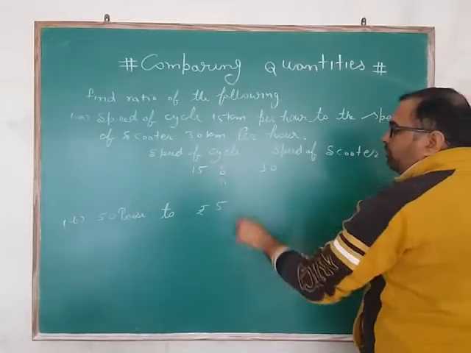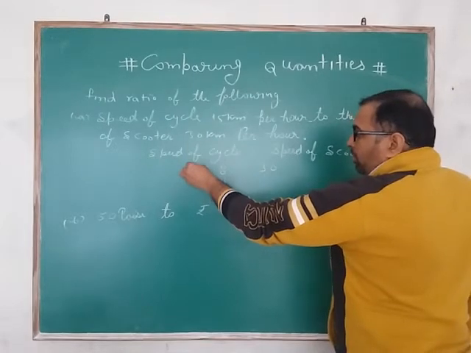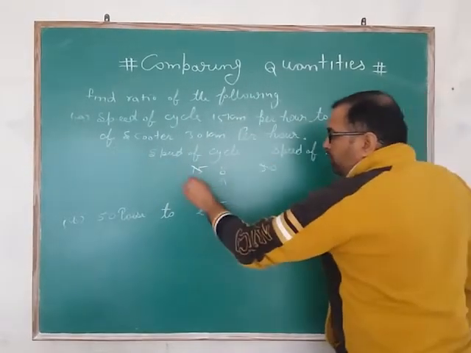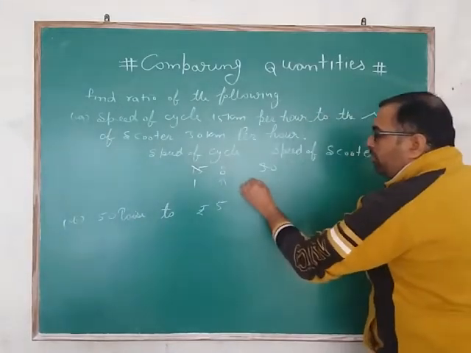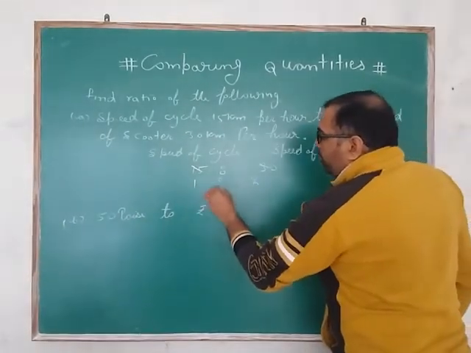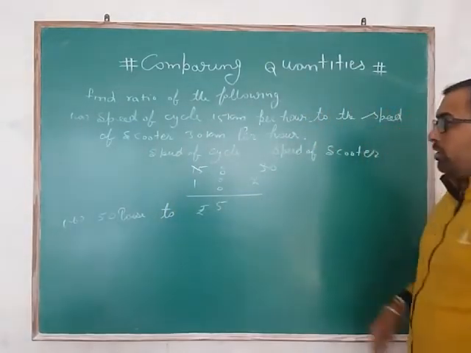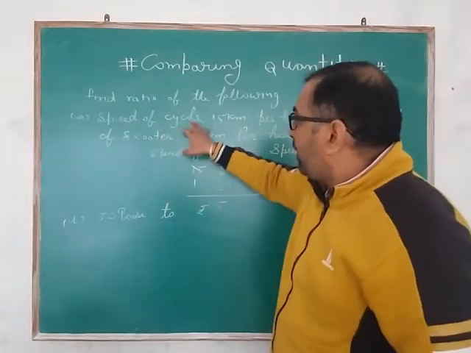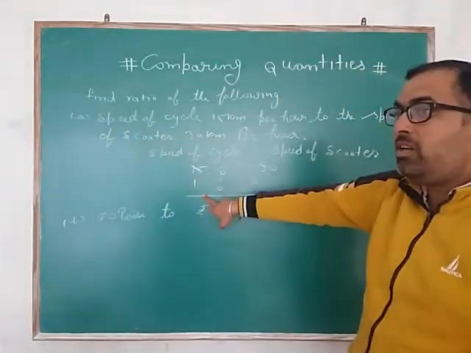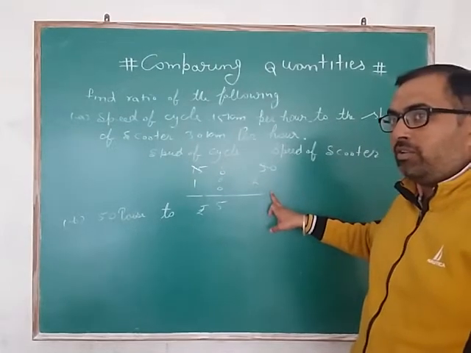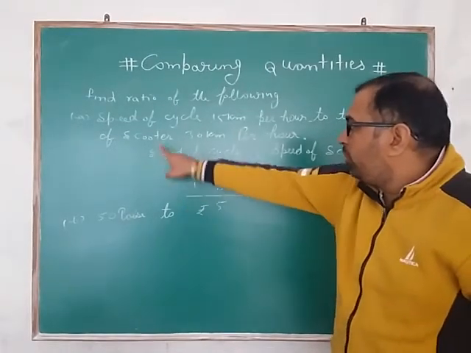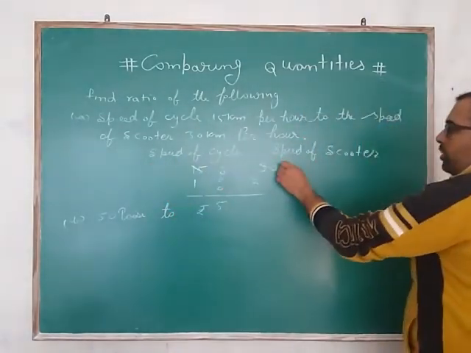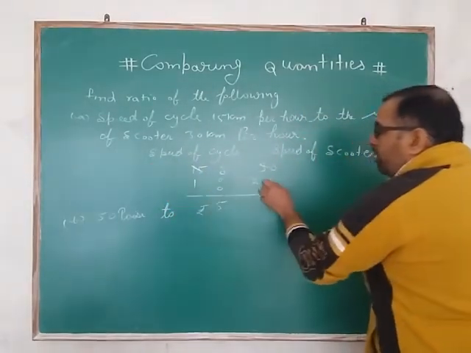And in ratio, with the same table, 15 1s are 15, 15 2s are 30. So the answer is 1:2. It means if the speed of the cycle is 1 km, then the speed of the scooter is 2 km. For every 1 km the cycle goes, the scooter goes 2 km. So the ratio of speed of cycle to speed of scooter is 1:2.